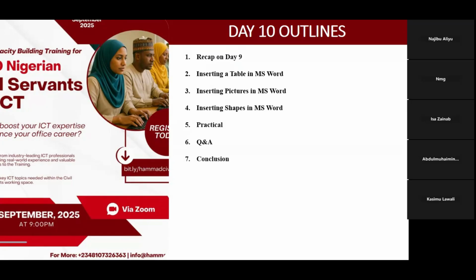So as usual, we have our session objectives. As for today, the participants are expected to be able to insert and format tables to organize civil service records and other activities. And also participants should be able to insert pictures such as logos, photos or project images into official documents so that the document will be more professional. And also, the participant should be able to insert and format shapes to highlight key information in reports and other important documents. Then finally, we should be able to apply these skills in our civil service tasks.